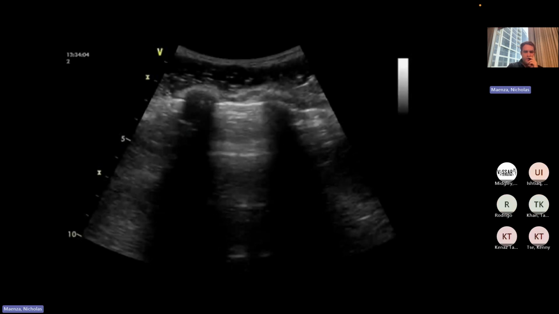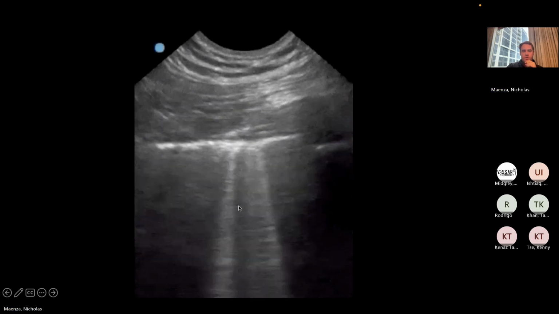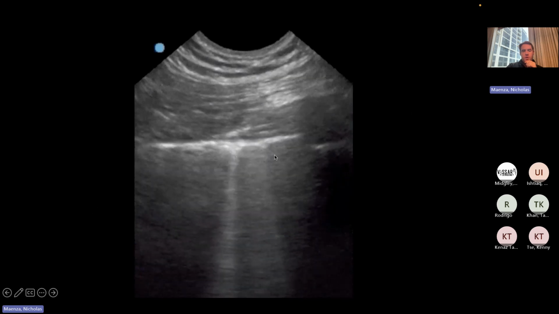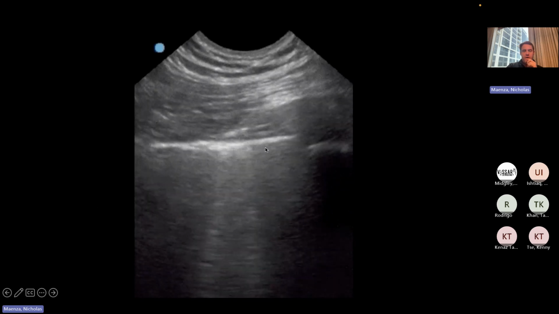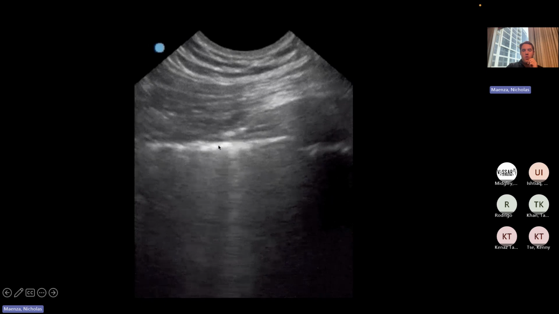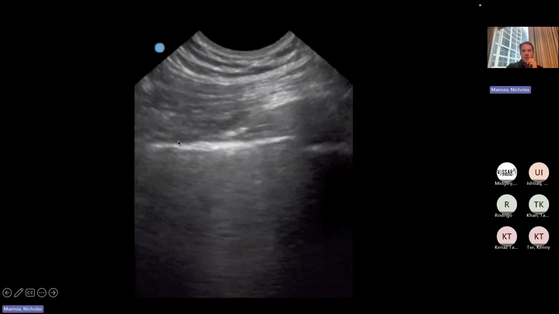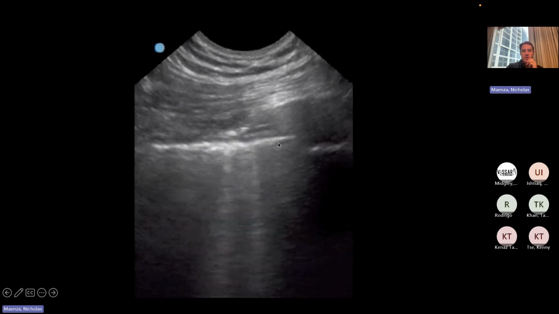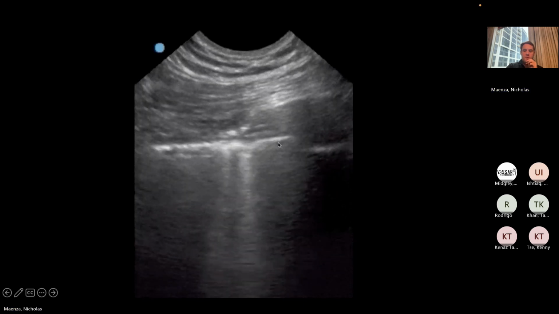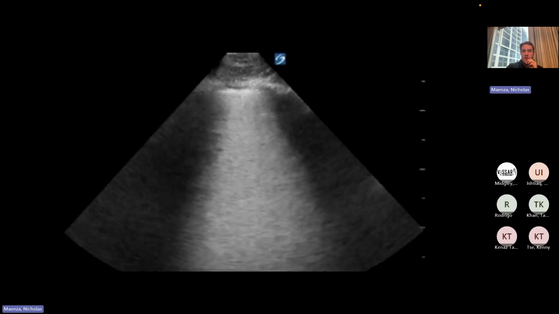So this is just a spectrum of B lines. Right here, normal lung ultrasound, you have these normal A lines. You're not seeing any big white vertical lines going down from the visceral and parietal pleura. Right here, you have one or two, maybe three popping into view. So three or more B lines in an intercostal space is positive. So that's a technically positive exam.